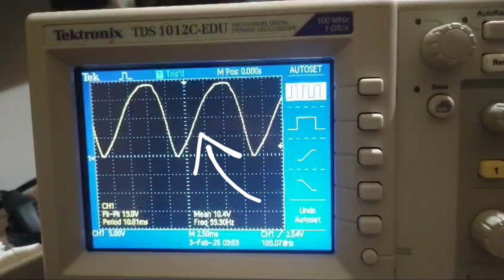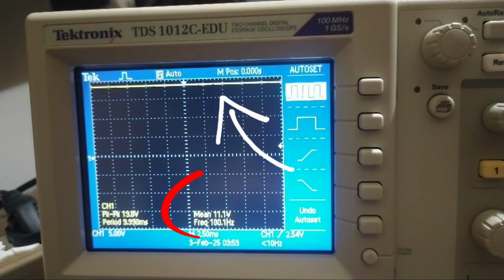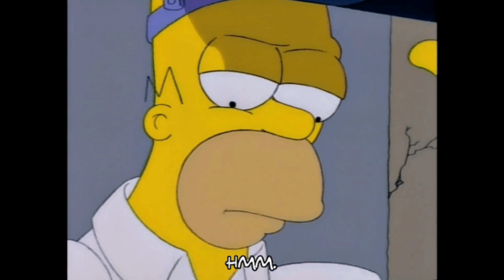This is the output of the full wave rectifier. Now we will add our capacitor. After adding the capacitor, it transformed to a DC voltage equal to 19 volt. But I need to make my 5 volt DC power supply. What should I do? Let's see.